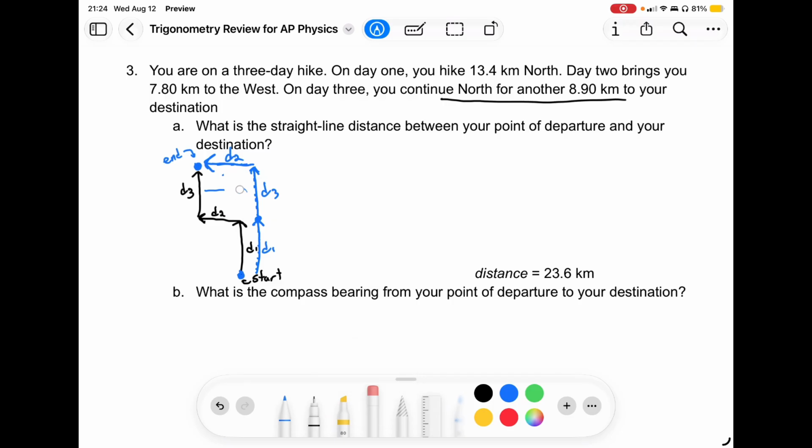So I'm going to erase these arrows. We've got the size of our triangle. The northward side is D1 plus D3, and then our westward side is D2 by itself. All right, so now I'm going to remake that vector triangle, that sum vector, going from the start to the end. And that whole thing, again, we can make a triangle with our two sides, and one side is D1 plus D3, and the other side is just D2.